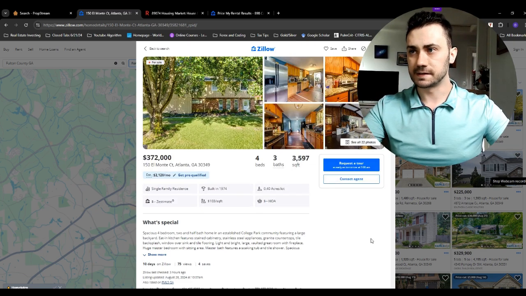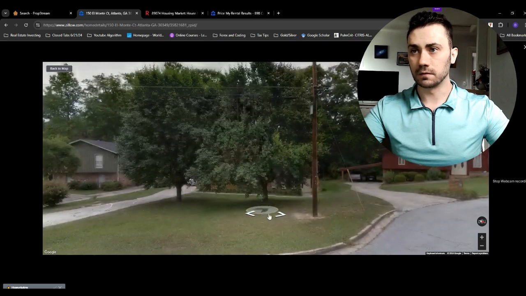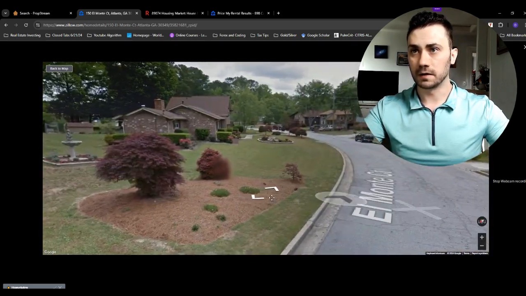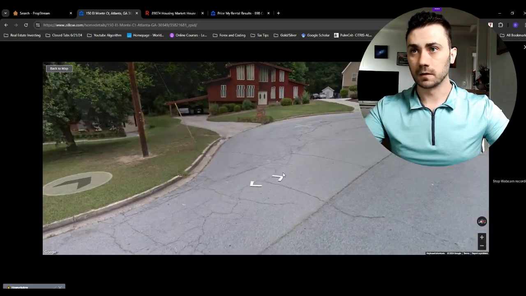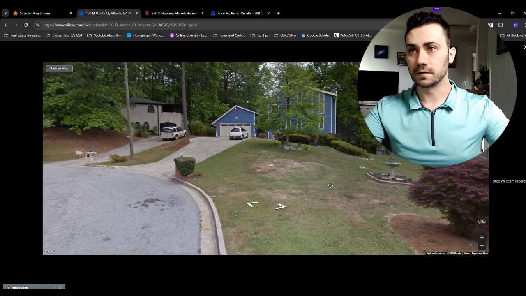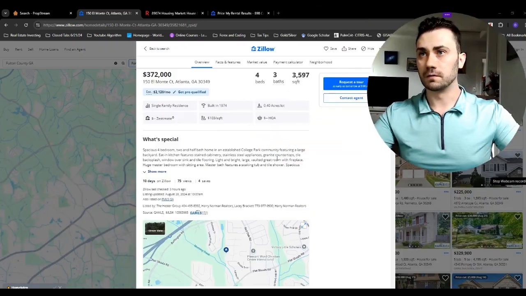It was built in 1974. It's a 4-bed, 3-bath, a pretty substantial amount of square footage as well. Let's take a look at the street view. And it looks like the property is in a very nice neighborhood. So that's good because that's going to make it easier for us as the investor to sell this property in the future. So we're going to exit out of the street view now.